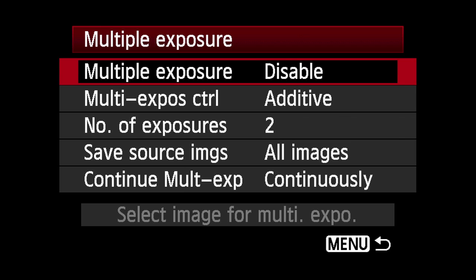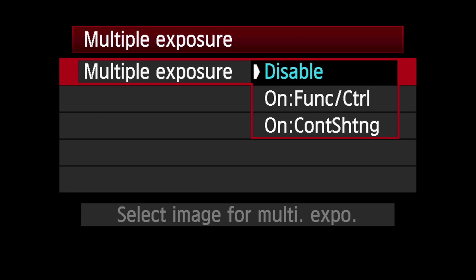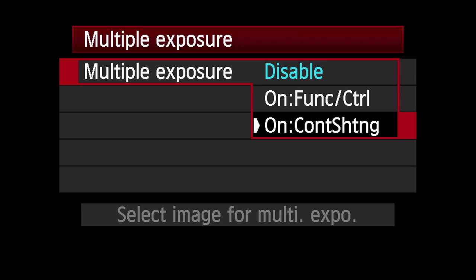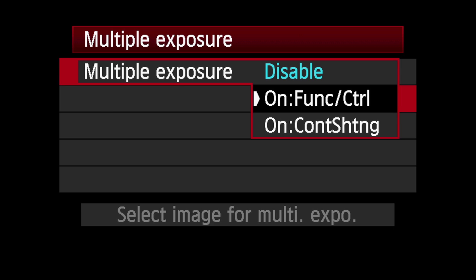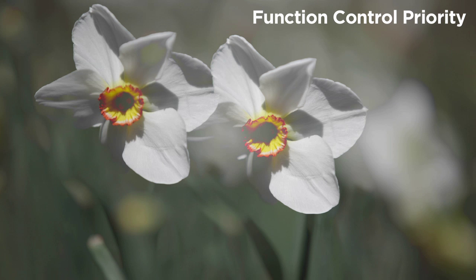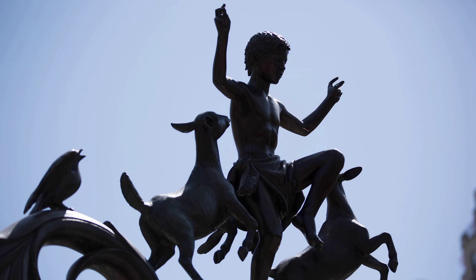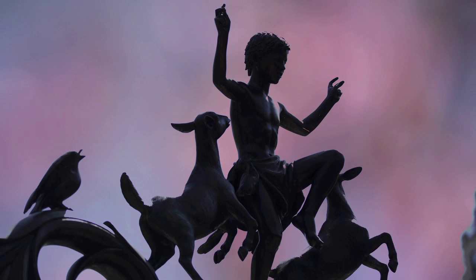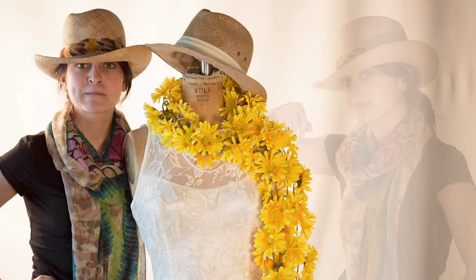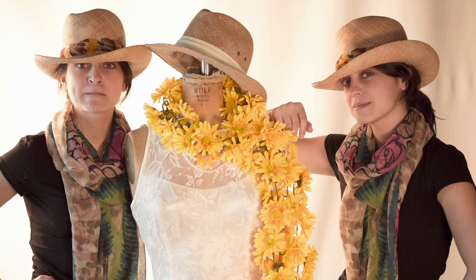For multiple exposures, you first select between two shooting procedures: function and control priority or continuous shooting priority. Function control priority is the multi-exposure setting that most users will likely reach for first. It enables you to take each multiple exposure image separately and check the image as you go along. This limits continuous shooting speed, but gives you more control over composition and exposure.